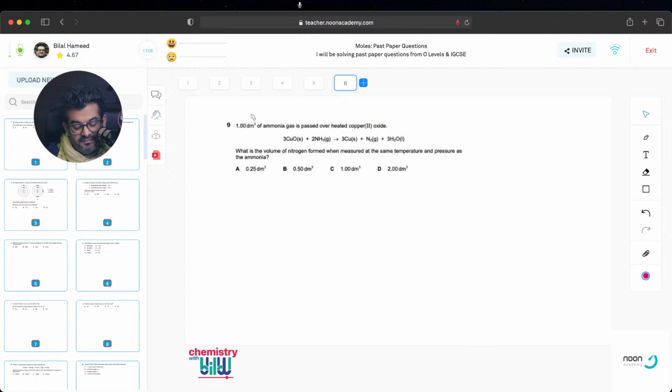Okay, so 1 dm cube of ammonia is passed over heated copper oxide. What's the volume of nitrogen when measured at the same temperature?